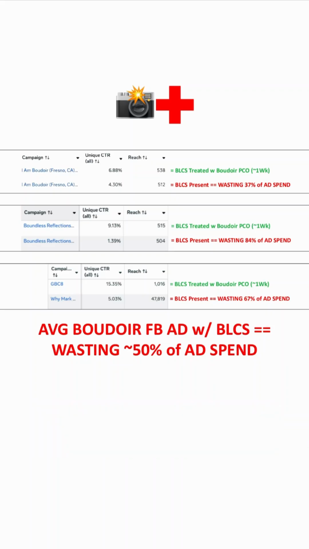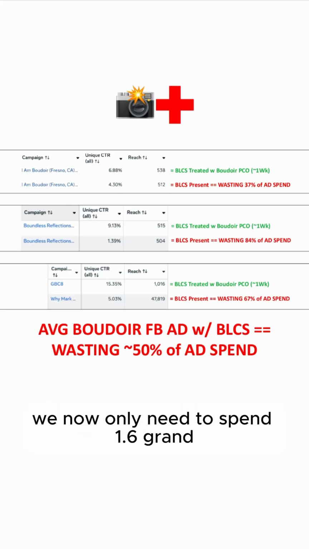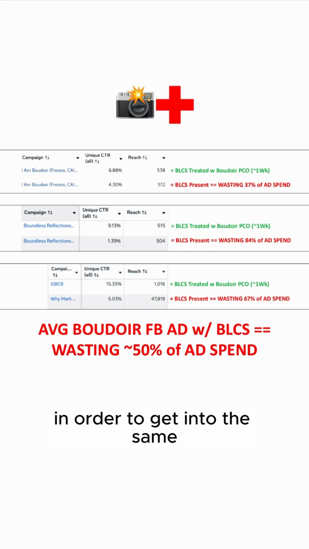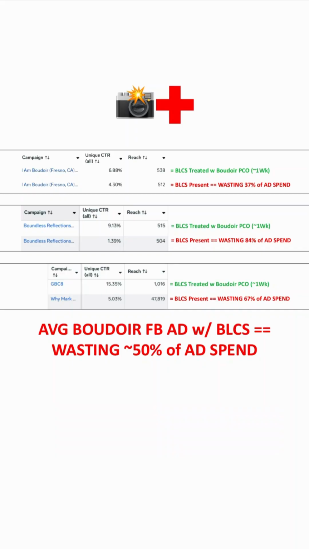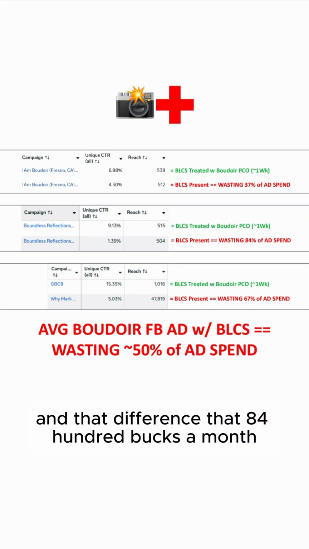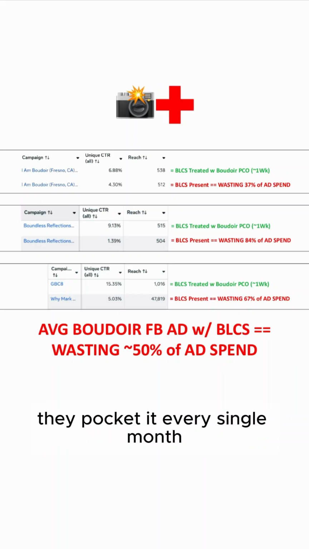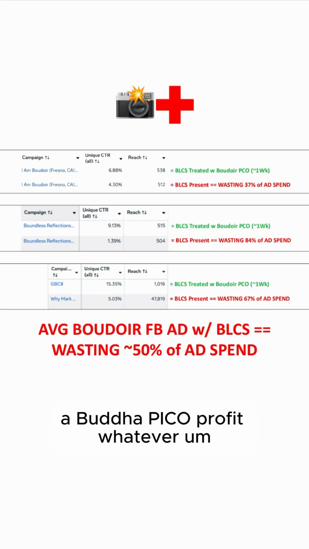Being wasted. As a result, if they were spending 10 grand a month on that original Boudoir Facebook ad, we now only need to spend 1.6 grand per month on the Boudoir Pico treated ad in order to get it into literally the same number of women's brains. And that difference, that $8,400 a month they no longer have to spend, they pocket it every single month. They don't have to spend it. It stays kind of like a phantom profit, a Boudoir Pico profit, whatever.